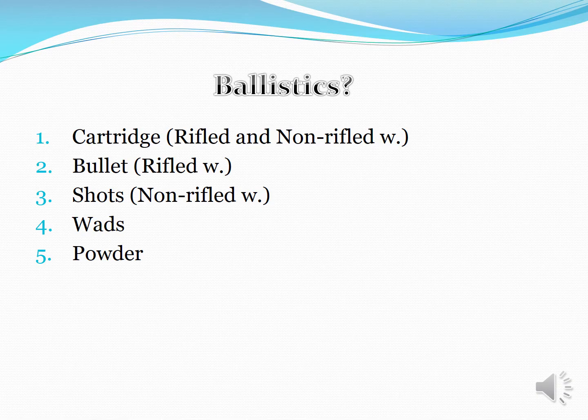What is the type of ballistics? Cartridge, either from rifled or non-rifled weapon. Bullet, which comes out from a rifled weapon only. Shots, which come from non-rifled weapon only. Wads and powder.